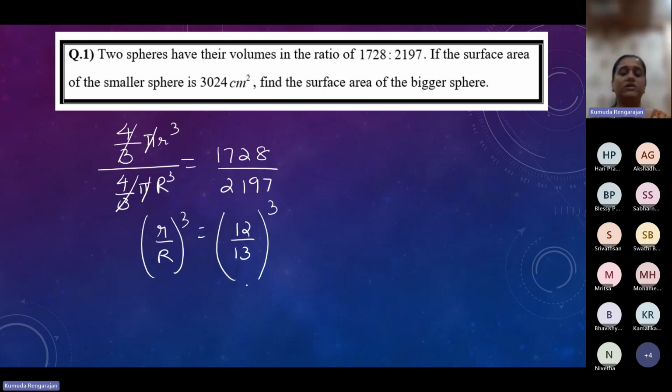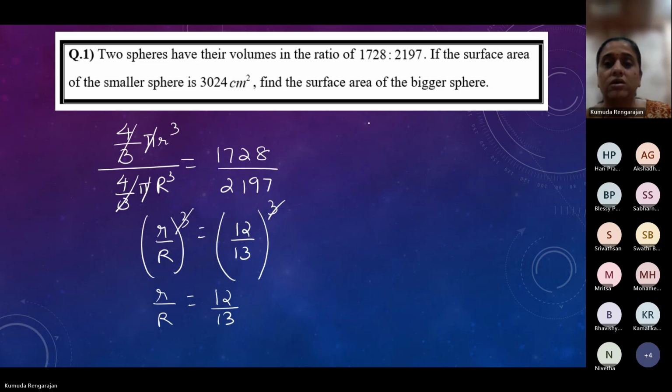So 12 into 12 into 12 is 1728. 13 into 13 into 13 is 2197. Okay, so we have r by R, the whole cubed, is equal to 12 by 13, the whole cubed. So r by R, the ratio of their radii, is 12 by 13.